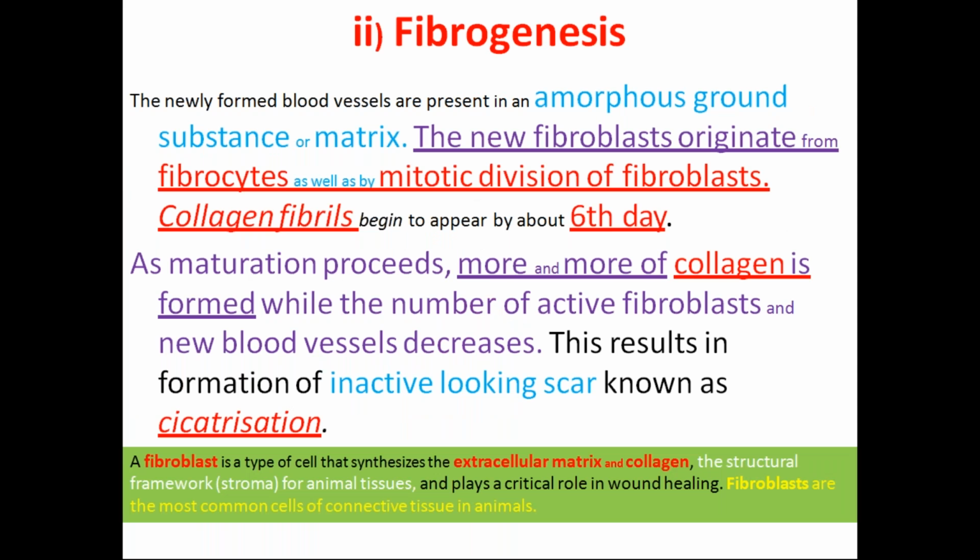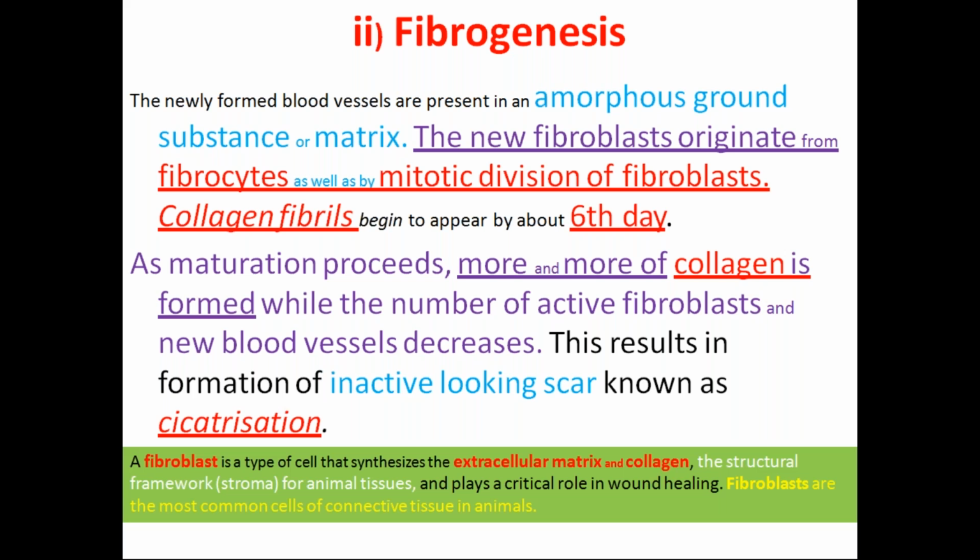Next, coming to fibrogenesis. The newly formed blood vessels are present in an amorphous ground substance or matrix. The new fibroblasts originate from fibrocytes as well as by mitotic division of the fibroblasts. Collagen fibrils begin to appear by about the 6th day.